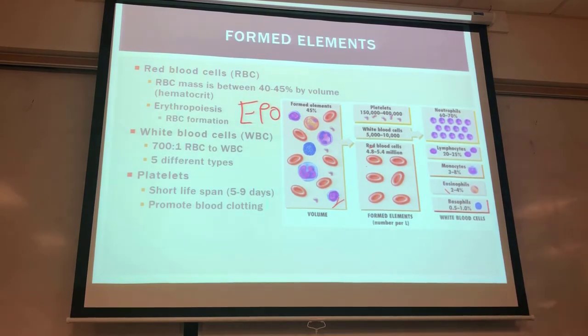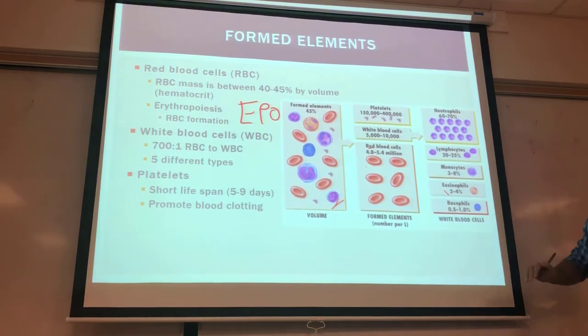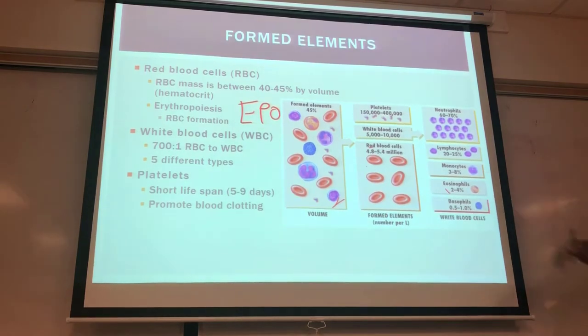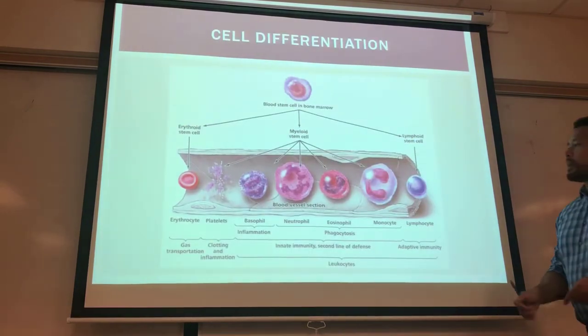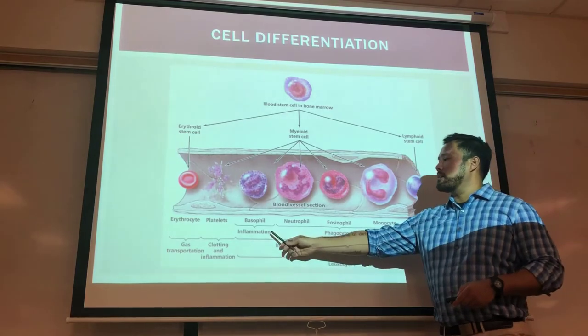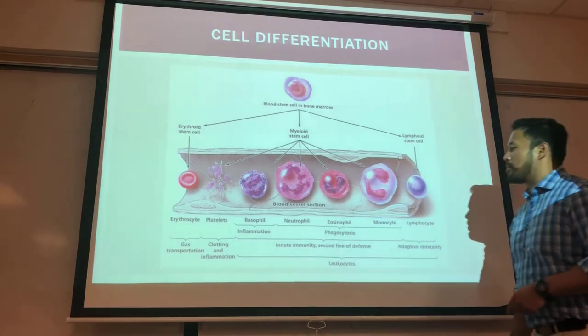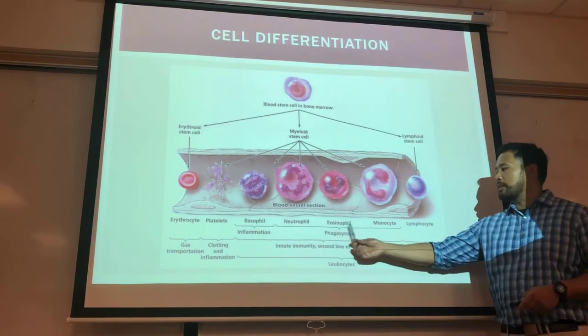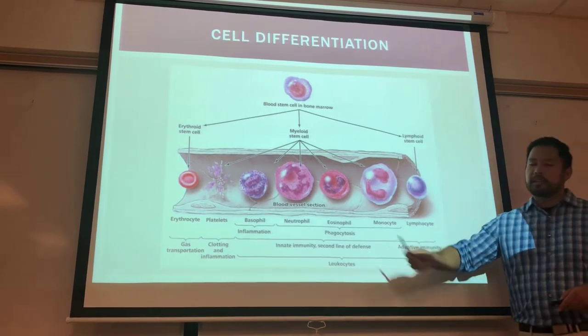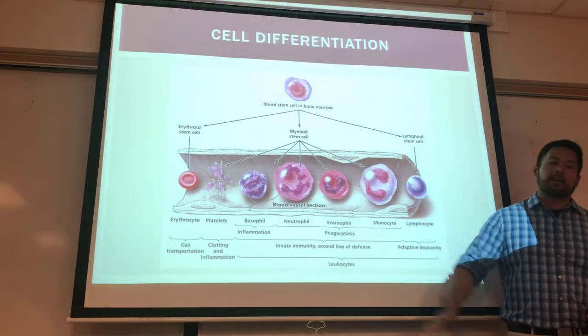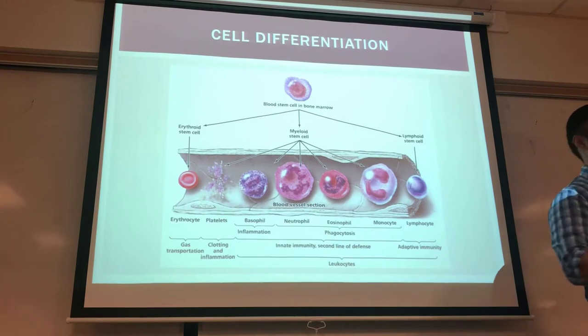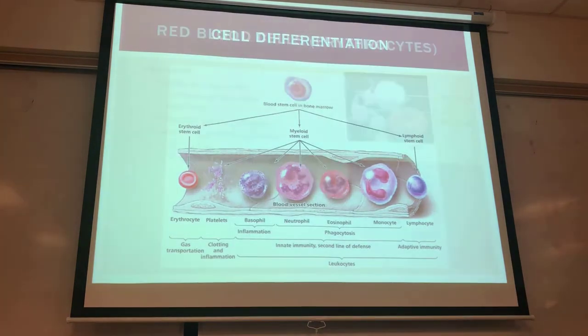White blood cells, if you were to see, we have 700 red blood cells to one white blood cell, of which we have five different types. I'm not going to go too much into it because honestly, I'm not going to test you on it. But keep in mind that we do have five types, and they all have different functions. And you can see that based off the next slide, our basophils would be involved in inflammation. The neutrophils, eosinophils, and monocytes are related to phagocytosis, meaning they basically eat any foreign cells that don't belong.